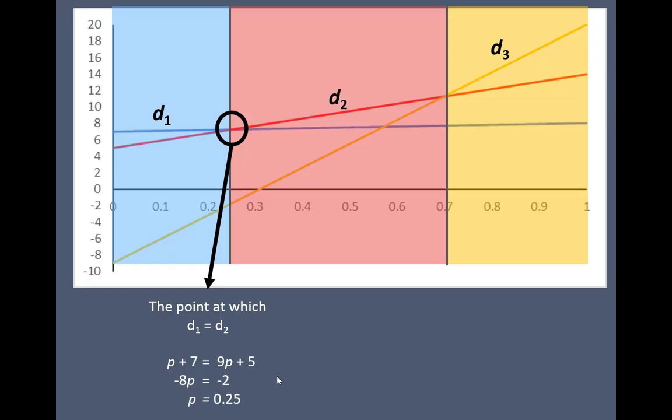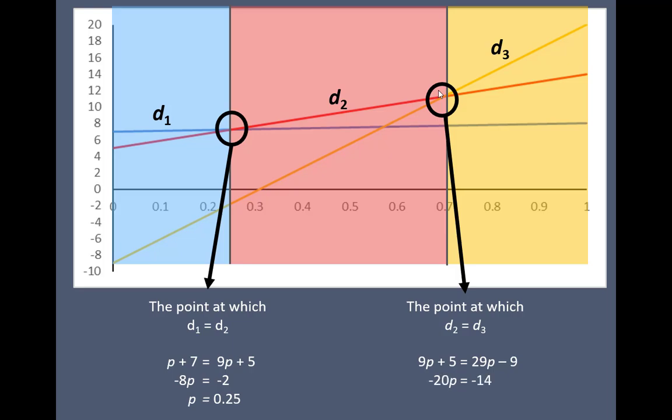I will do the exact same thing at my other inflection point, or my other transition point, the point at which D2 is now equal to D3. So subbing in those two expressions, again, D2 being 9p plus 5, and D3 being 29p minus 9, solving for that algebraic expression, we eventually end up with p is equal to minus 14 divided by minus 20, or a probability of 0.7. And again, the math has borne out exactly what our eyes were telling us, that that probability should have been somewhere right around 0.7, where in fact here it is exactly 0.7.